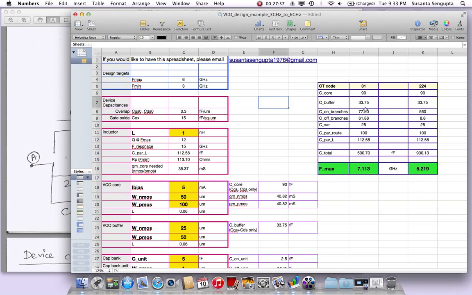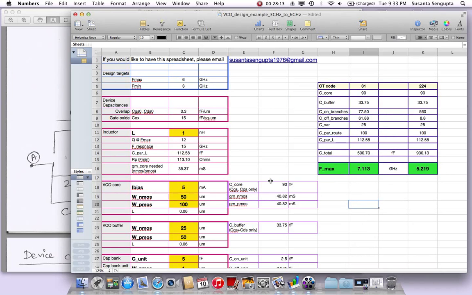So what I'm trying to say is, when you do a typical design, you have a code range from 0 to 255. Don't use that whole range to design for this whole frequency range.